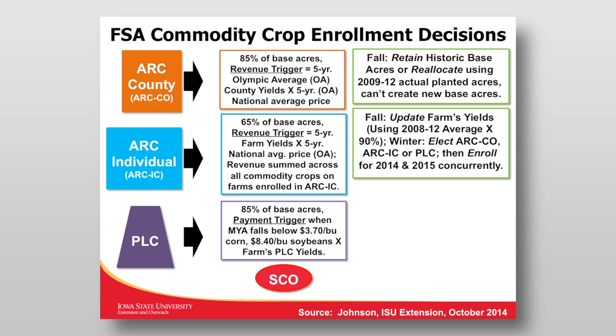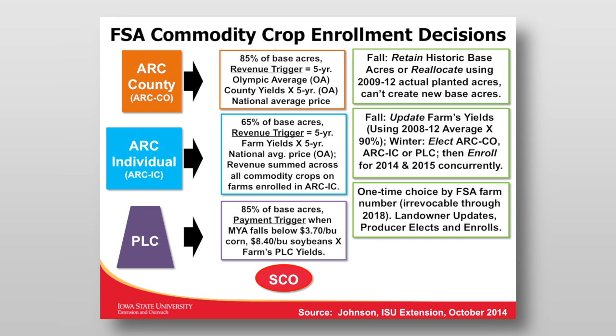And then later this winter, the decision will be made by the producer on the farm to elect ARC-CO, elect ARC-IC, or elect PLC on the farm. Then next spring and next summer, the producer on the farm can enroll in the program that they've elected. It's a one-time choice by FSA farm number.